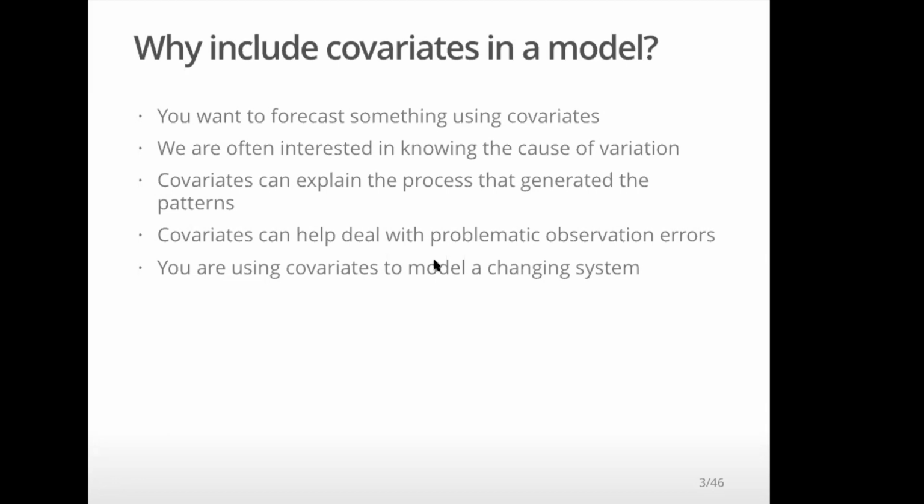So remember, we're using a state space model when there's some hidden process that we'd like to know about, but we have our observations that are observing that with some error. So we've divided our model up into 2 parts. And if those observation errors have a lot of structure, temporal correlation say, that can make it really hard to get at that underlying process. So covariates can help us deal with that. That might be why you're including them.